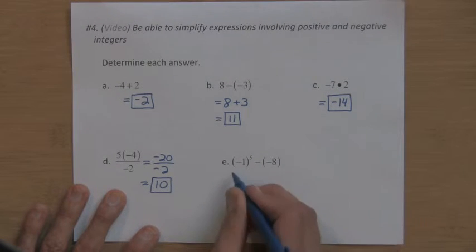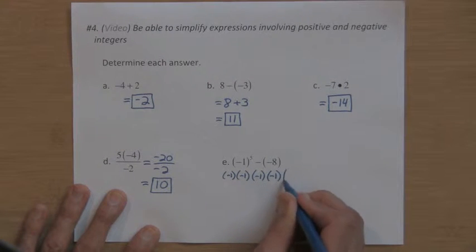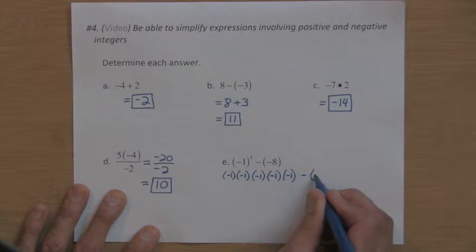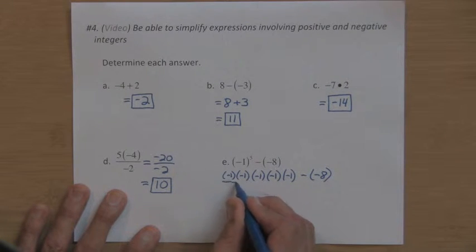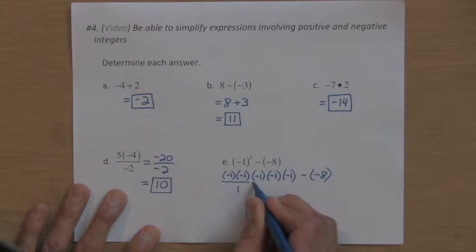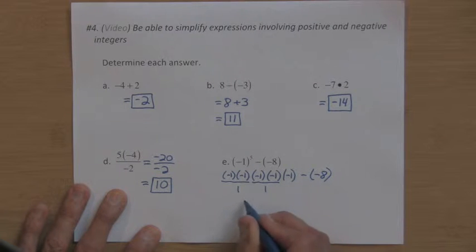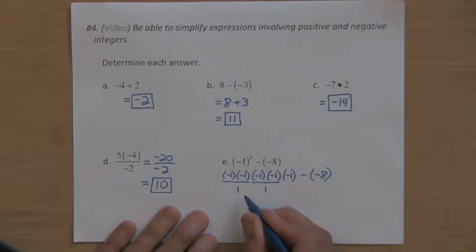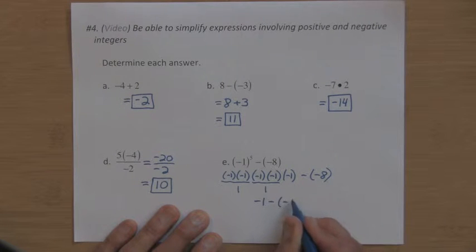And last one, a negative 1 to the 5th power is really like having 5 negative 1s all multiplied. And if you pair them up, each pair gives you positive 1. So these two multiplied give you a positive 1, these two give you a positive 1. So you're going to have a 1 times a 1 times a negative 1. And 1 times 1 is 1, times 1 more negative 1 ends up being just negative 1, minus a negative 8.